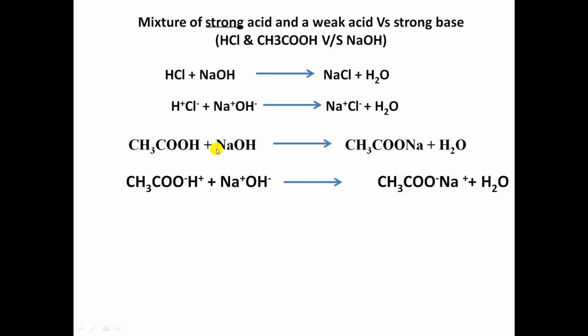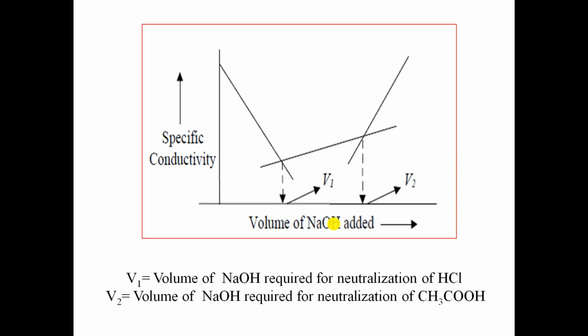When the complete neutralization of acetic acid takes place, at that point whatever NaOH we add will remain as it is, existing in the form of Na plus and OH minus, unreacted base. Because of that, Na plus ion along with OH minus ion is present, so the conductivity of the solution increases sharply. After obtaining these points, we draw the graph of specific conductivity versus volume of NaOH.